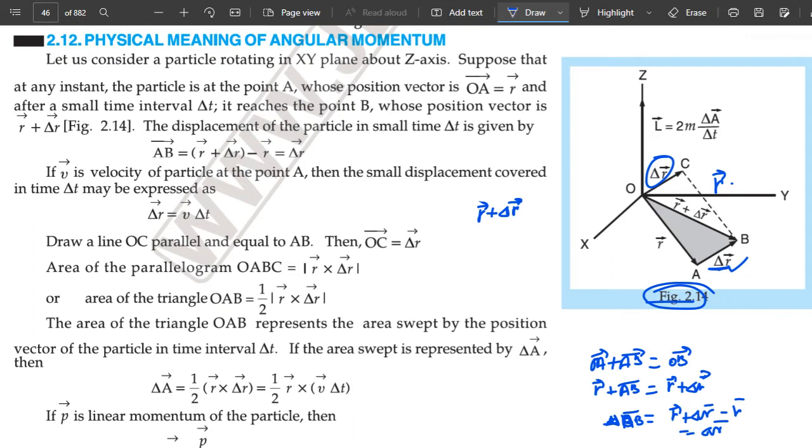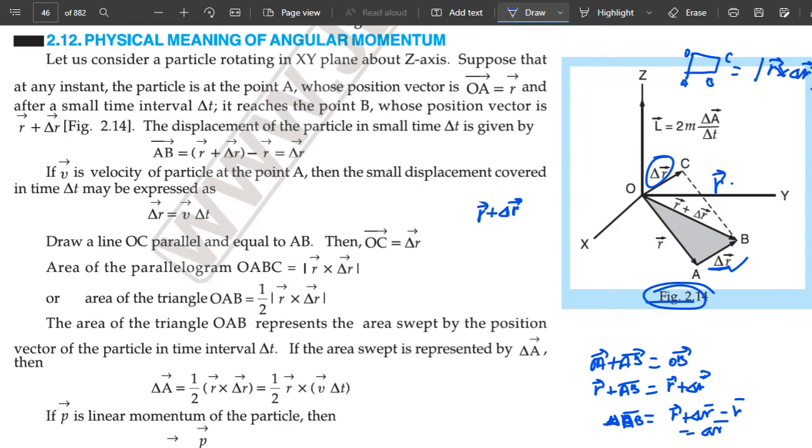Now this is a parallelogram, opposite sides are parallel. Now we find the area of this parallelogram. Everybody knows what the area of a parallelogram is. The area of a parallelogram is the magnitude of the cross product of two sides, and one side is R and the other side is delta R. Then the area of parallelogram OABC is equal to the magnitude of R cross delta R.